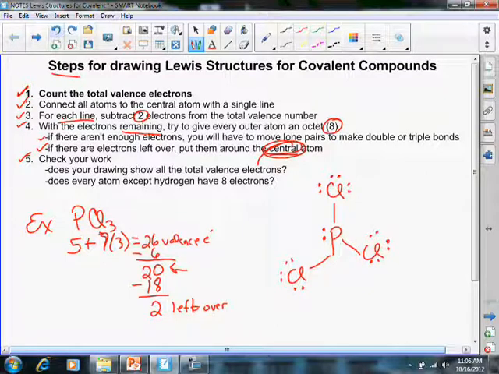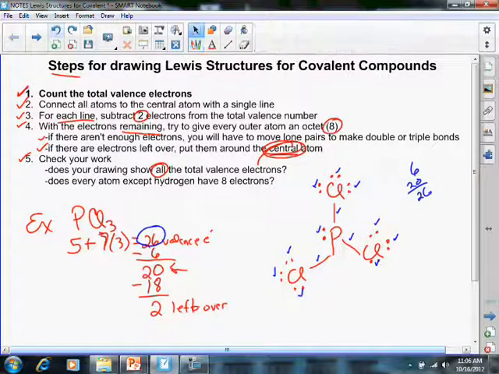Does your drawing show all the total valence electrons? Yes, it does. We can count them. There's 2 in that bond, 2 in that bond, 2 in that bond. So that's 6 from the bonds. Then I can count up all my dots. There's 2 there, 4, 6, 8, 10, 12, 14, 16, 18, 20. Right? So that's a total of 26, which matches the total valence electrons I had in the beginning.